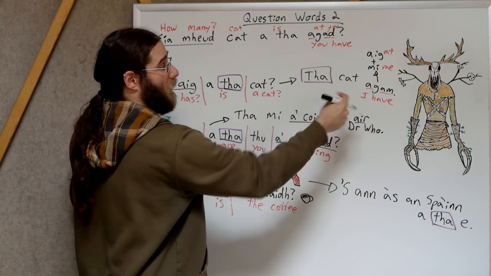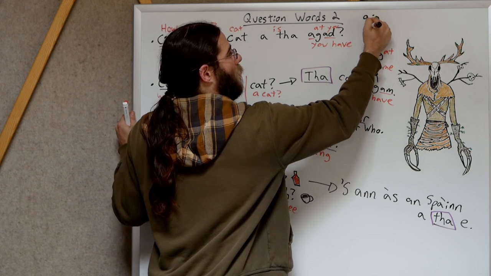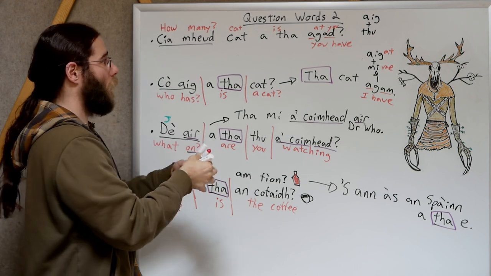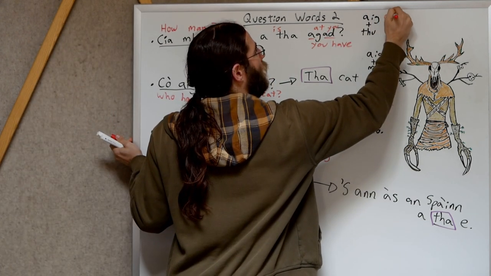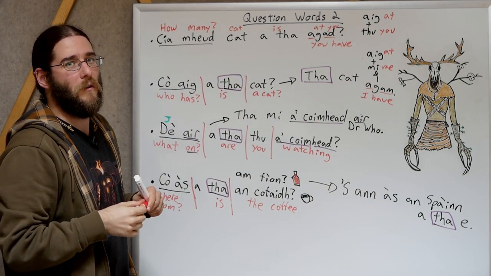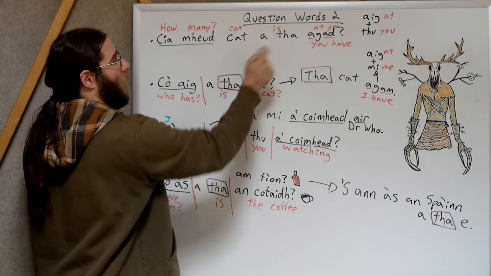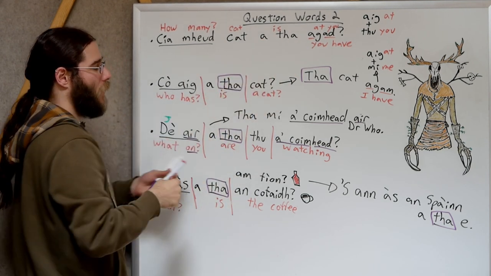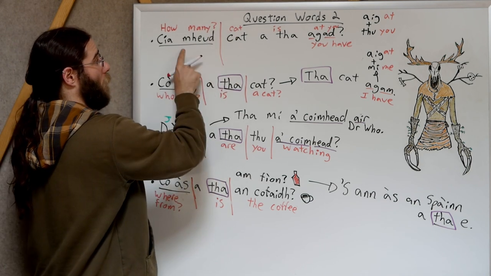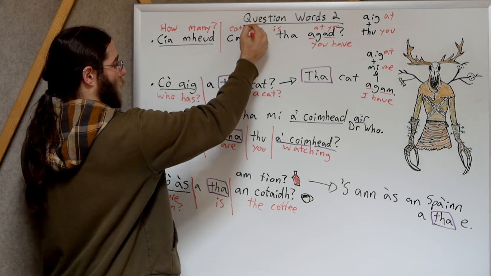And just like akam means I have, akat is really ik plus u, at you. Yeah, just for your information. Kaviat kacht aha akat. How many cat is at you? How many cat do you have? Same structure. Question word starts us off here. And then we have our thing.